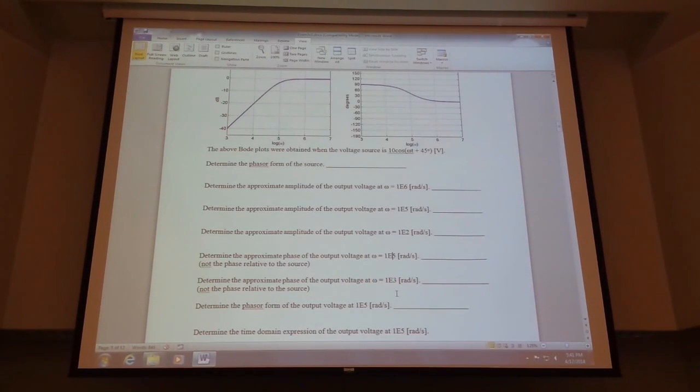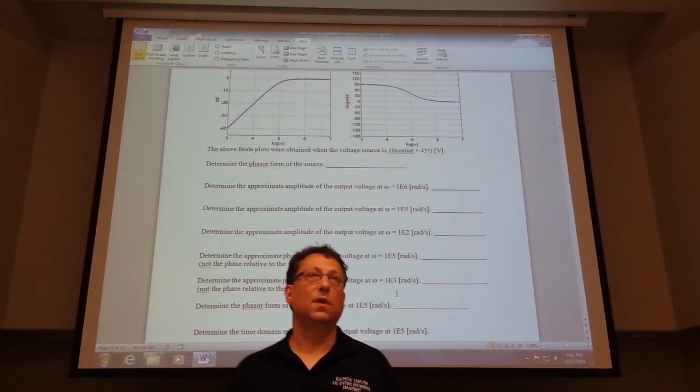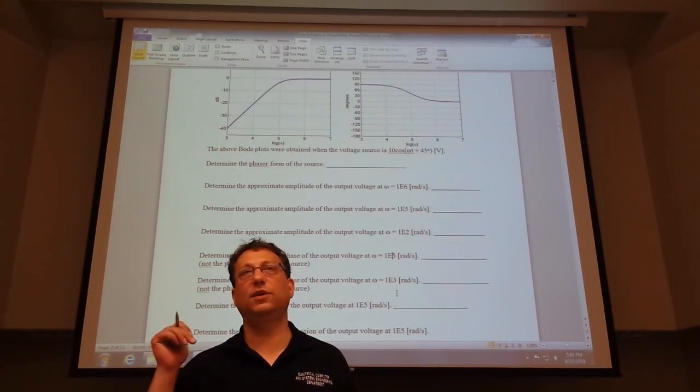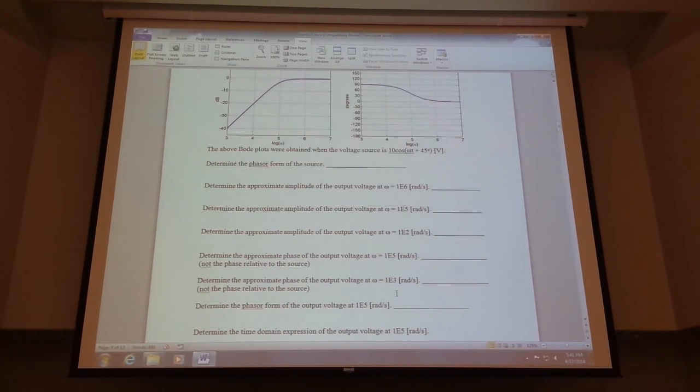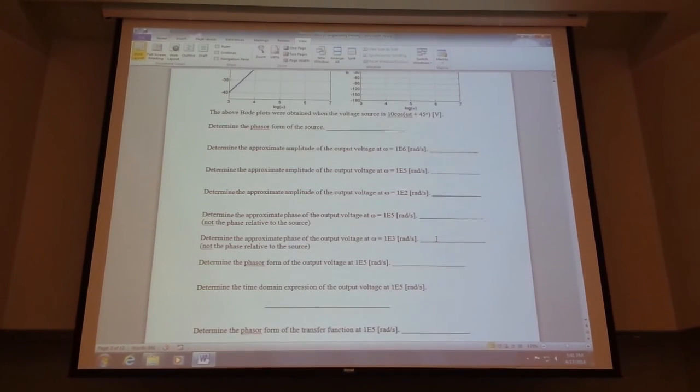I want to make it a little bit more tricky, because you got to remember what the phase of the source was. Phase of the source is 45 degrees. What's the phase at 10 to the 5th? It's 45 degrees. And so what is the transfer function? The out over the in. It's a 90 degree shift. Onward.